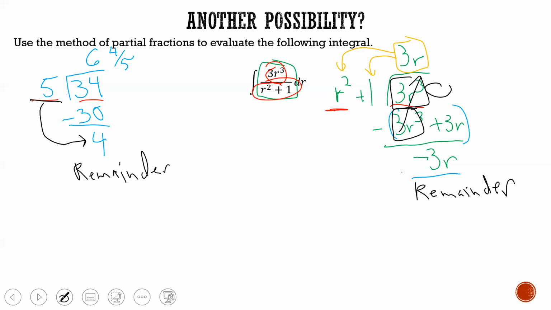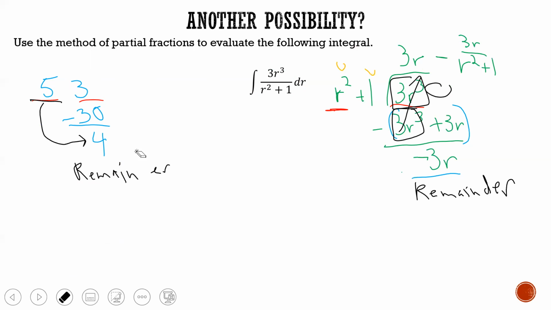And so we'll take that and put that over what we divided by, which was the r squared plus 1. So our expression up here would be 3r plus negative 3r over r squared plus 1, or I'm going to bring the negative sign down and make this minus 3r over r squared plus 1. Okay, and so that's what we get when we divide this function out. Now that's useful for us because we can go ahead and rewrite our integral now.